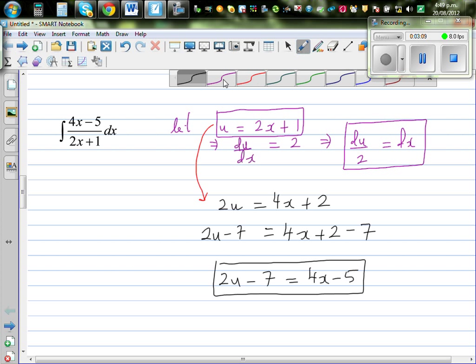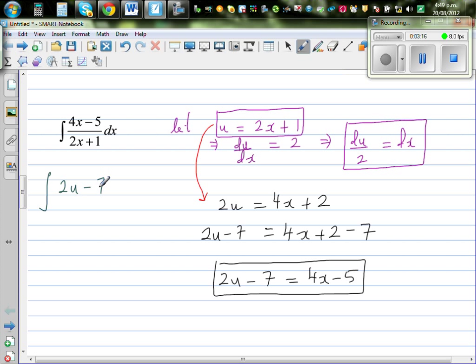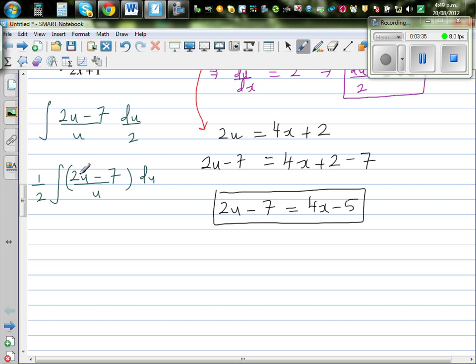So this becomes integration of, in place of 4x minus 5, 2u minus 7 over u times du by 2. I'm going to factor the 1 over 2 out. So this is half times integration of 2u minus 7 over u du. Now I divide both numerators by u. So this is half times integration of 2u over u minus 7 over u du. I'm doing more steps so that you understand. So this is half times integration of 2 minus 7 times 1 over u du.